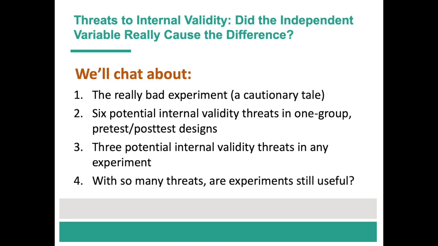So when it comes to threats to internal validity, what we're going to chat about is first the really bad experiment. This is just a design that's used a lot, but can't really answer the questions that we want them to. Next is 6 potential internal validity threats that show up in these one-group pretest, post-test designs. Third thing is 3 potential internal validity threats that happen in any experiment. So even if you don't use a one-group pre-test, post-test design, these can show up.